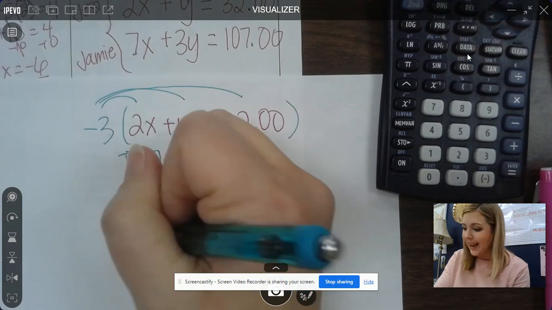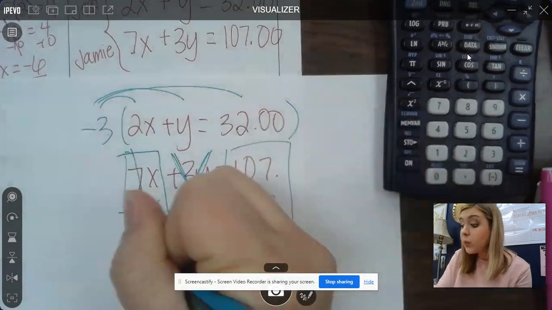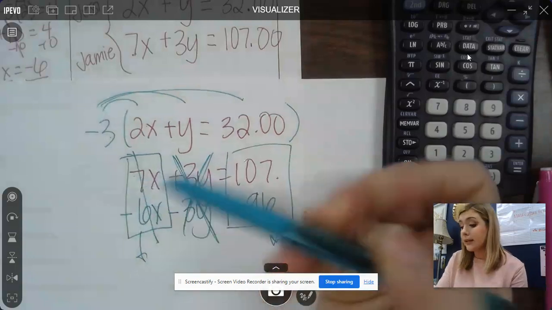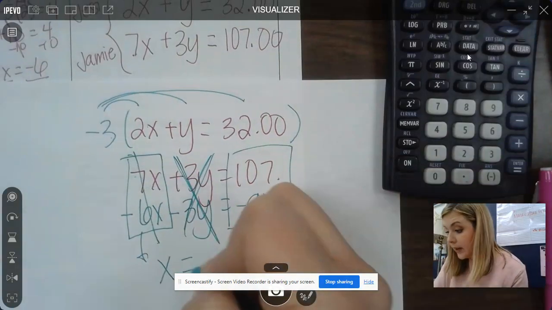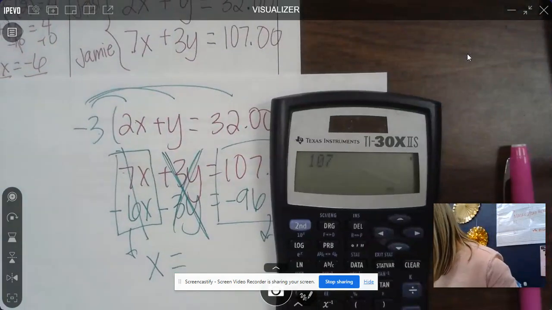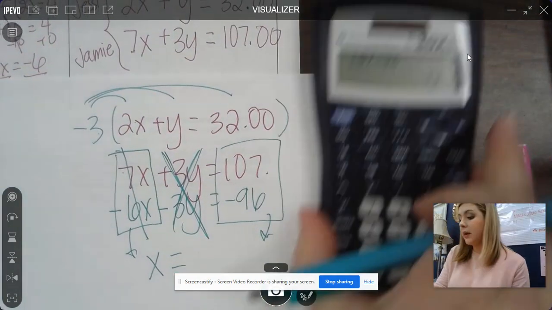What we can combine, if I meant to draw a box there, is what's left over. We're basically combining the leftovers. So 7x minus 6x is just going to be 1x. And then 107 minus 96 is going to be 11.